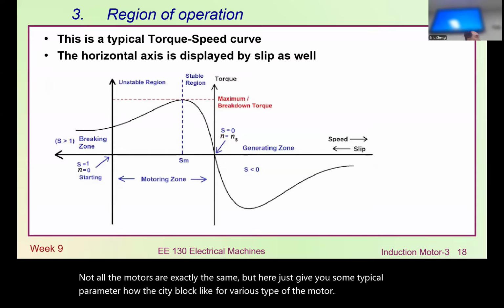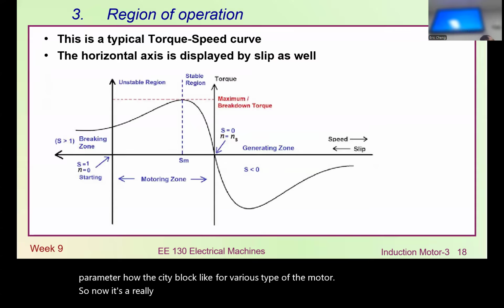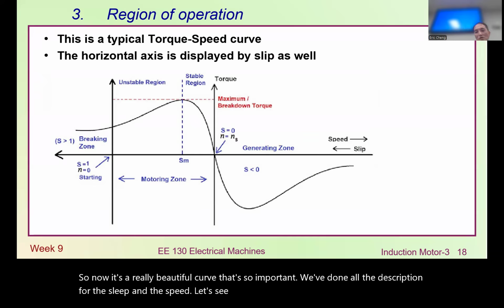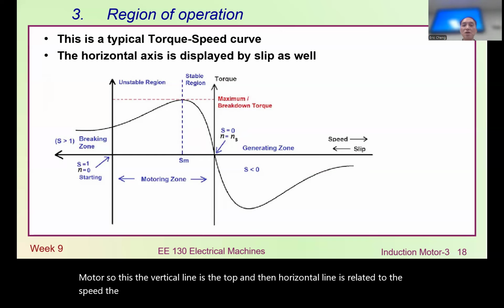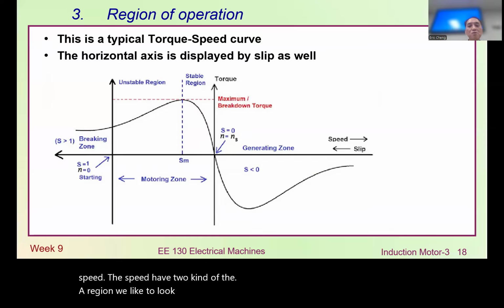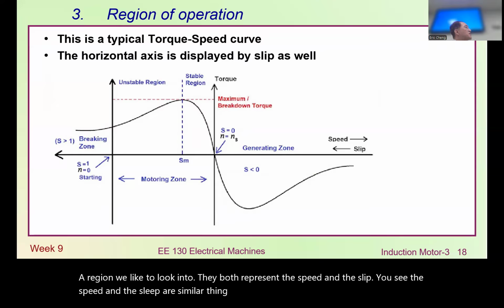So now it's a really beautiful curve, and that's so important. We have done all the description for the slip and the speed. Let's see how the curve looks like for an actual motor. The vertical line is the torque, and the horizontal line is related to the speed. The speed has two kinds of regions we'd like to look into. They both represent the speed and the slip. You see the speed and the slip are similar things, but they are just reversed a little bit.